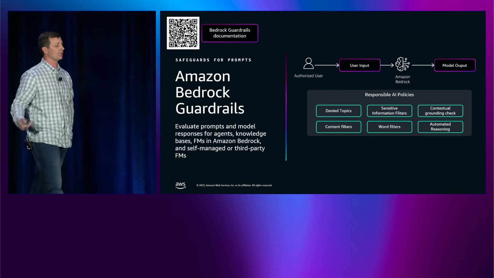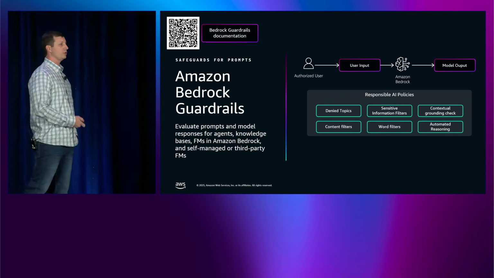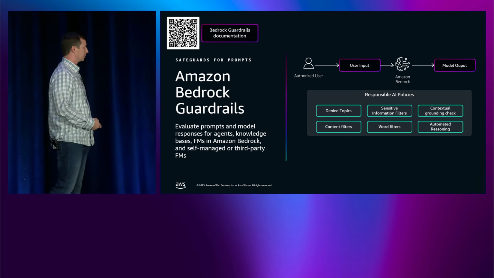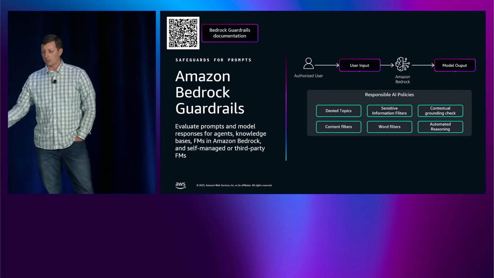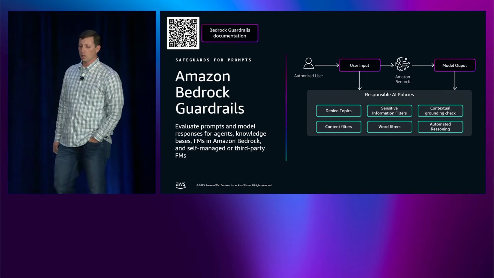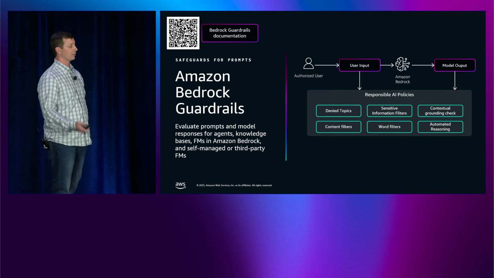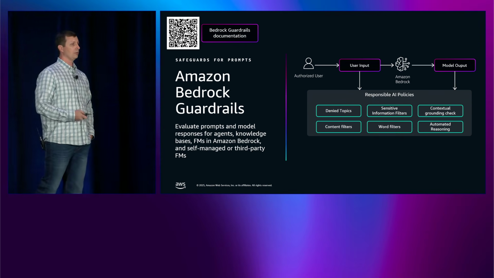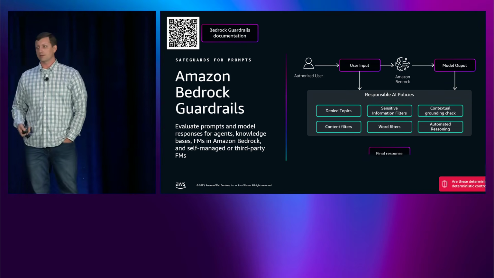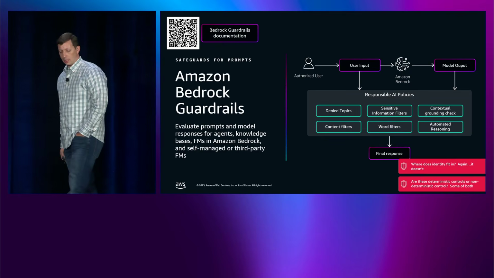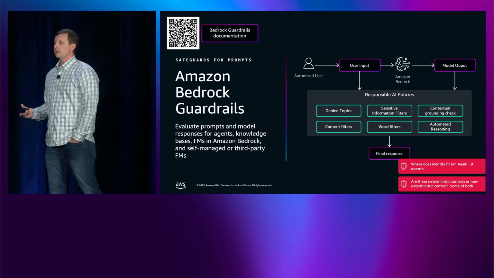Because it doesn't understand identity, it can't say whether this user should be authorized to data that's being sent to the model or not sent to the model. Word filters, and also automated reasoning. And the overall goal is you put the user input and then the output through Bedrock Guardrails, and it will tell you whether or not it's hitting some of these filters and whether it needs to filter things out. All right? And so, again, identity doesn't exist in this.